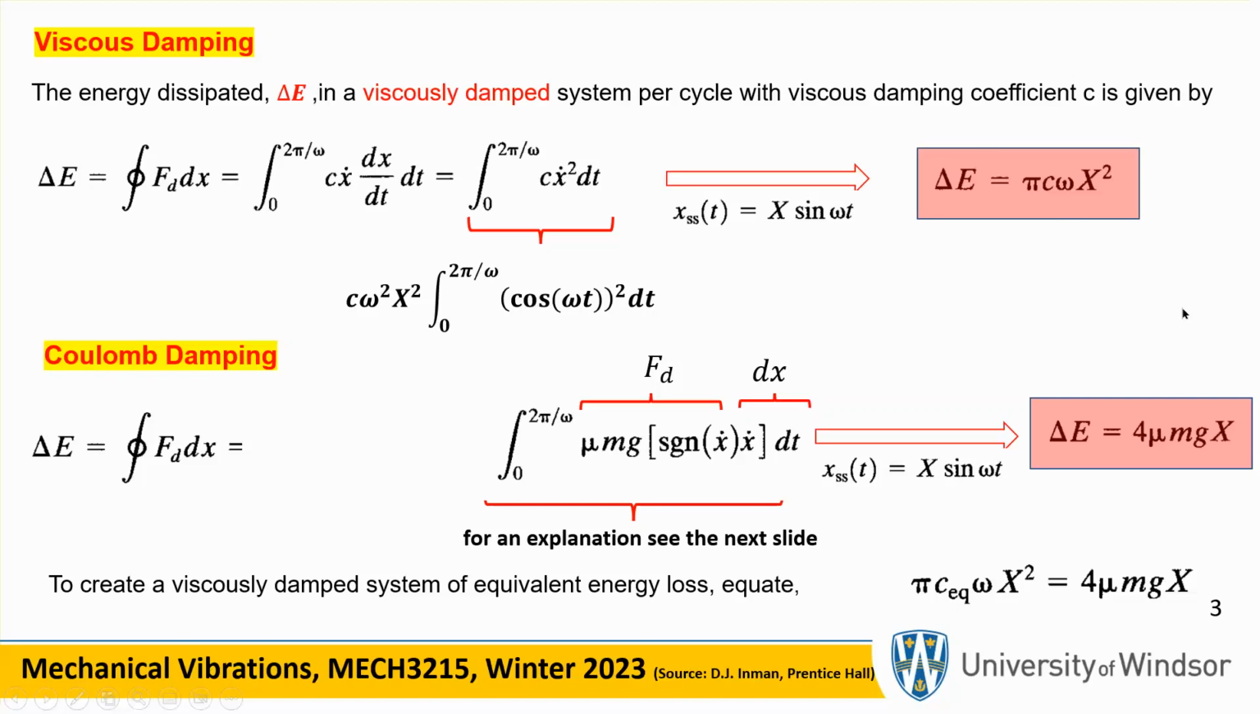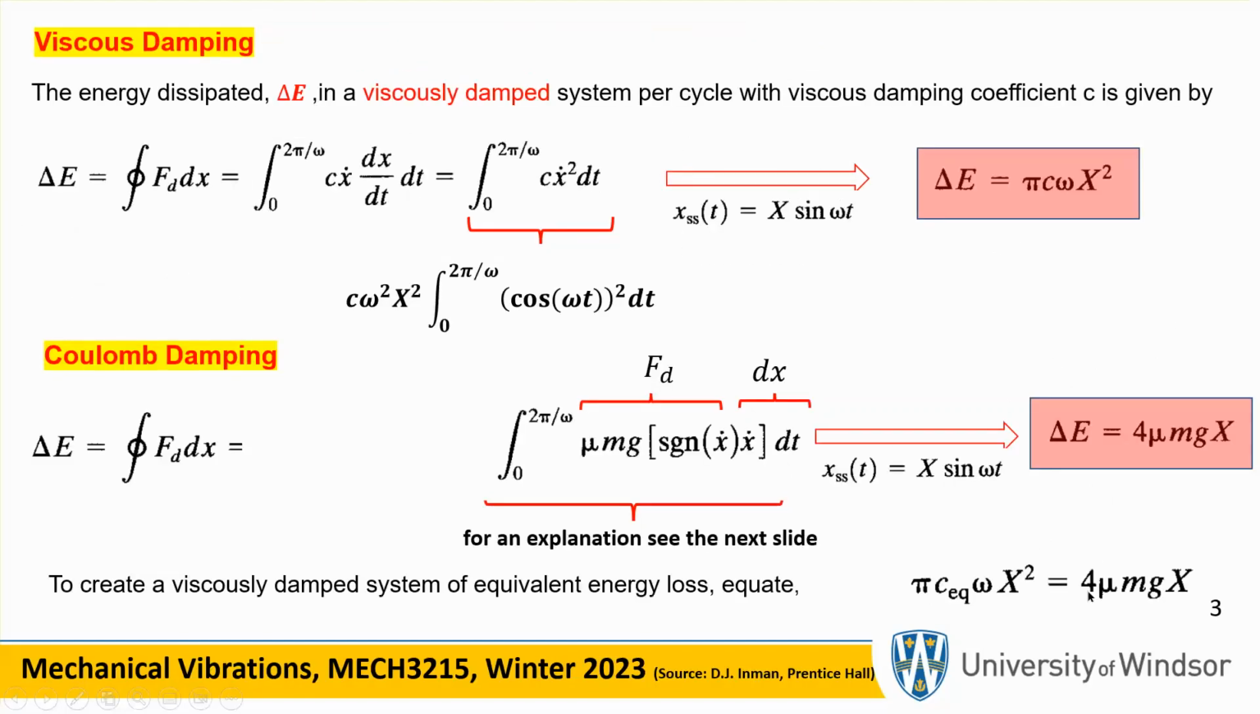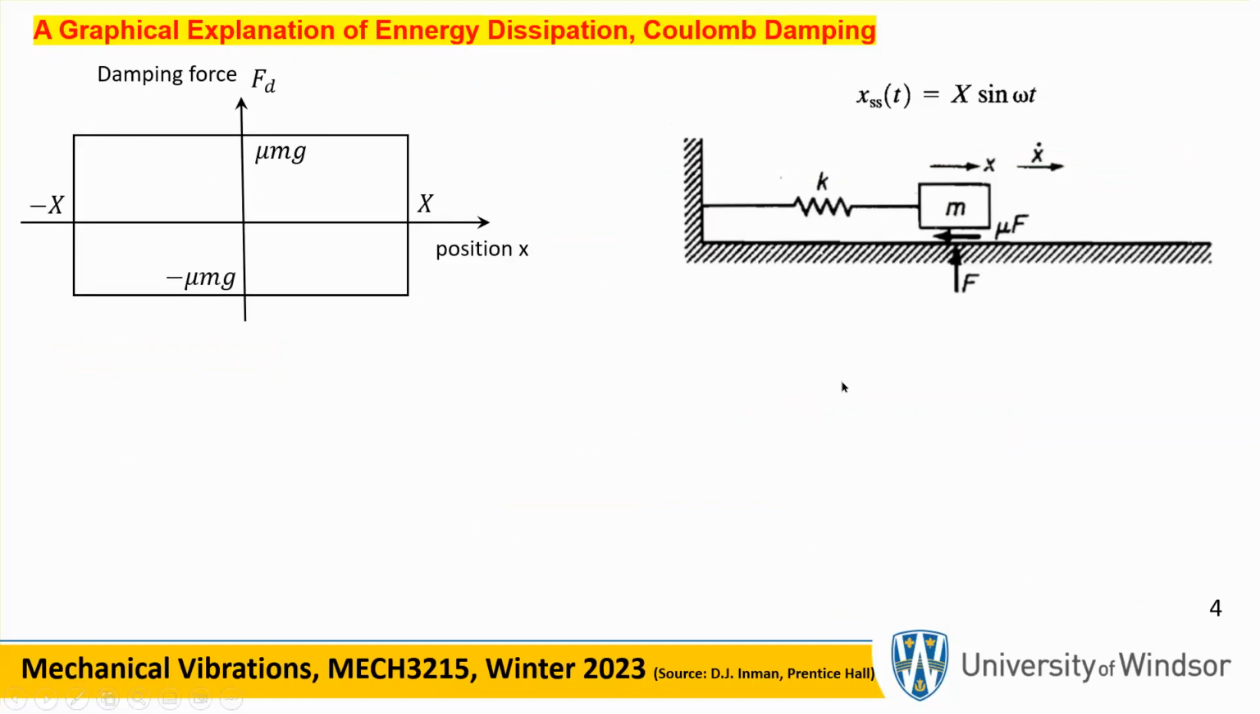Now, remember, this is going to be an approximation because we know that these two are not the same. But to eliminate the nonlinearity in solving Coulomb damping problems, Coulomb friction problems, this is a trick that we're going to use. Okay, so now I wanted to explain to you why it is that I got here 4 mu mg times x. Let's go back to this drawing.